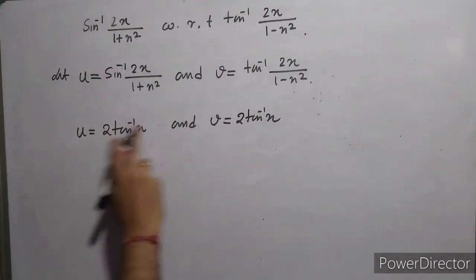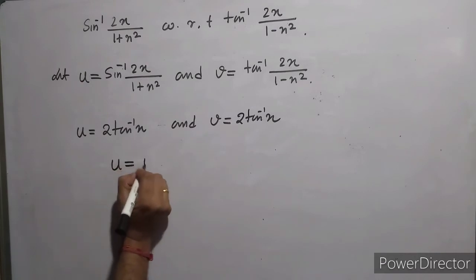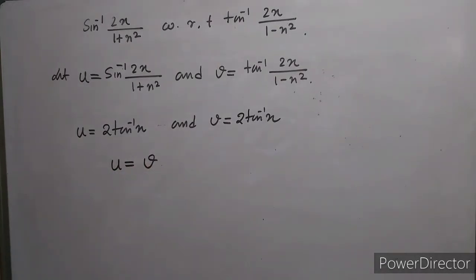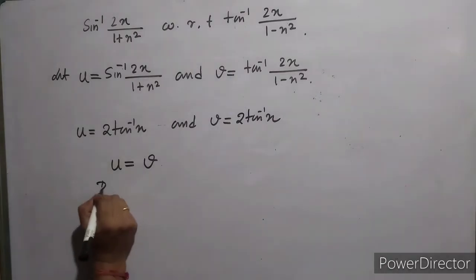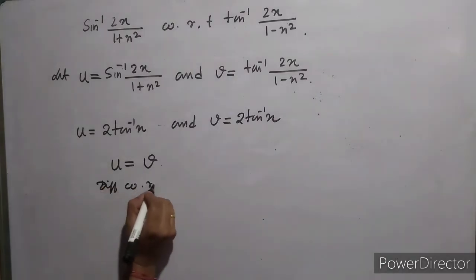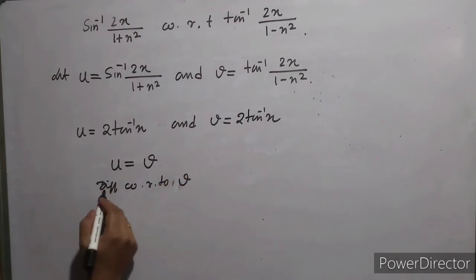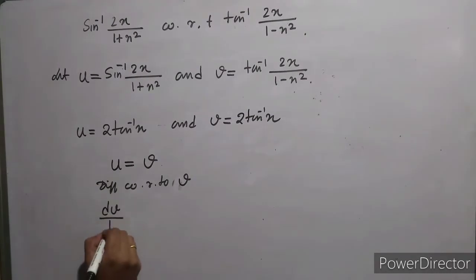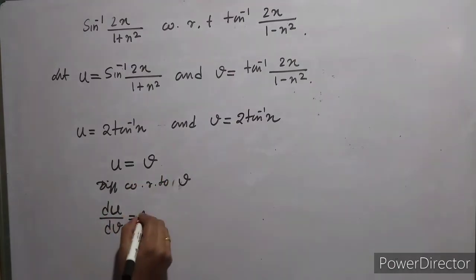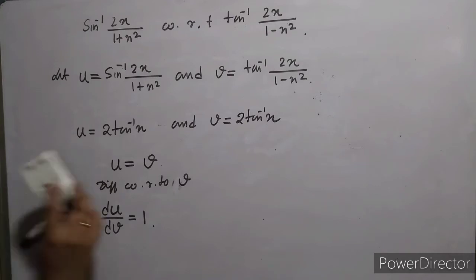You just write, comparing these two equations, u is equal to v, but actually what we have to find is du upon dv. So I'll differentiate this function with respect to v. Differentiating with respect to v means du upon dv is equal to v with respect to v, which is 1. This is one method, the easy one. You can compare these two equations. I'll do another method also.